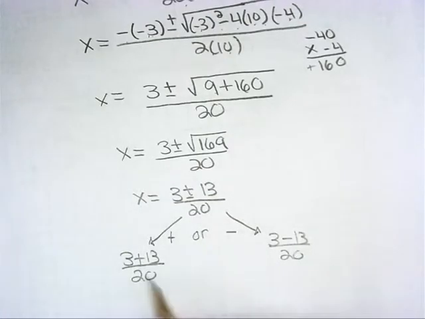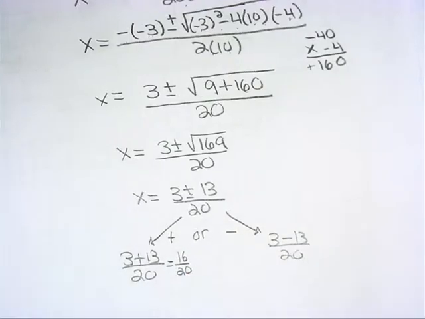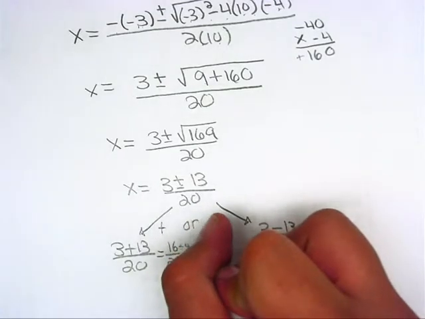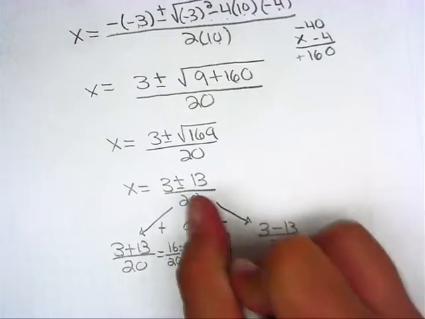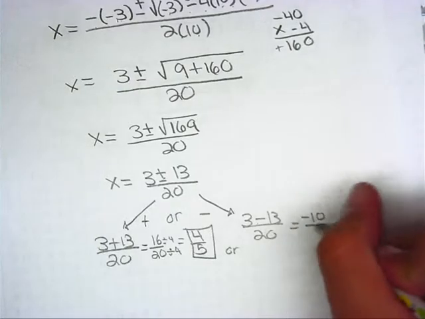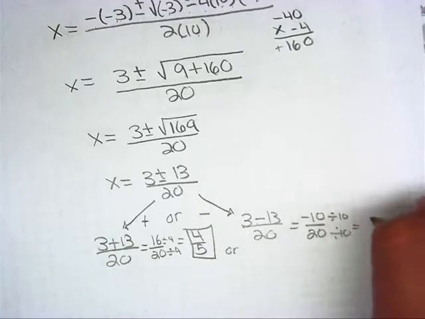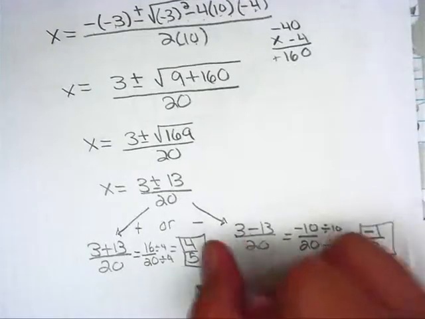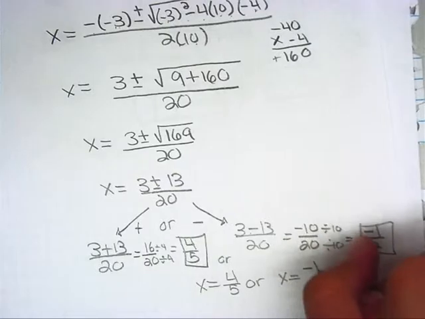3 plus 13 is 16 over 20. When I simplify this, you can divide by 4 on the top and bottom, and that gets you 4/5. Or 3 minus 13 is negative 10 over 20. Divide top and bottom by 10, and that gets you negative 1 over 2. So my two answers are x equals 4/5 or x equals negative 1/2.